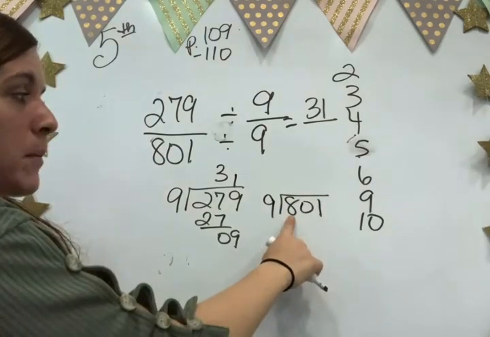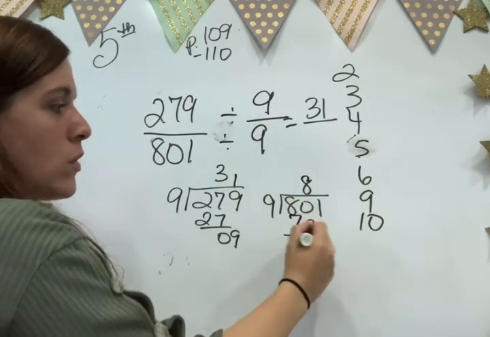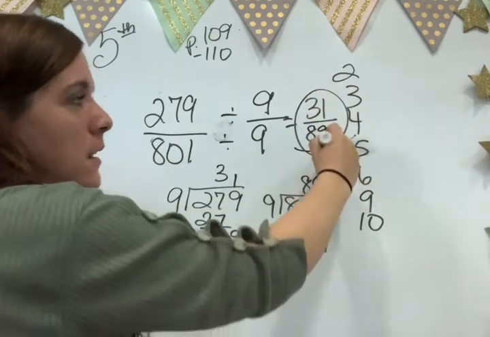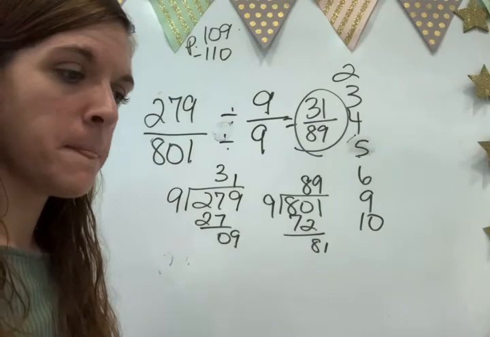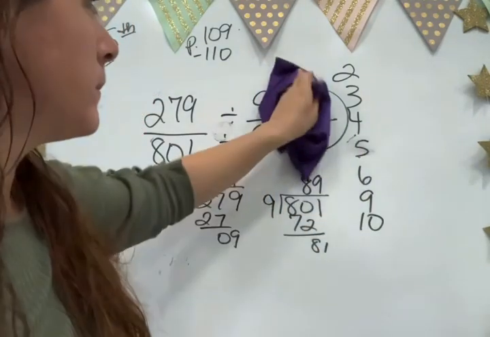9 into 8 is impossible. 9 into 80 is 8. This is 72. 81. That's 9. 8/9, and that's your reduced fraction. Okay? Let's do another one.